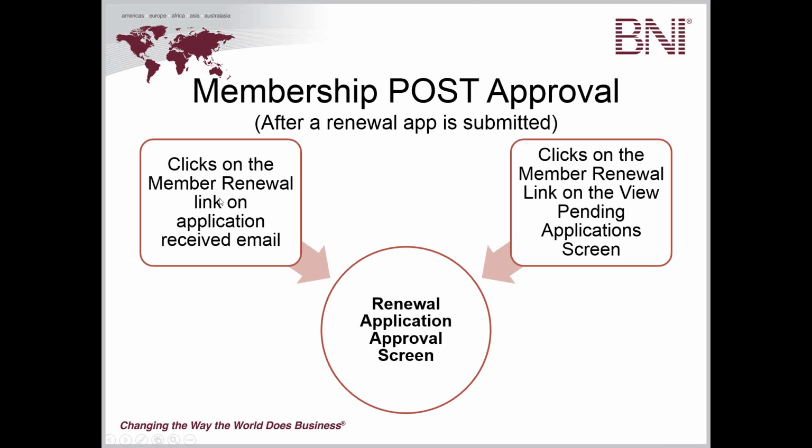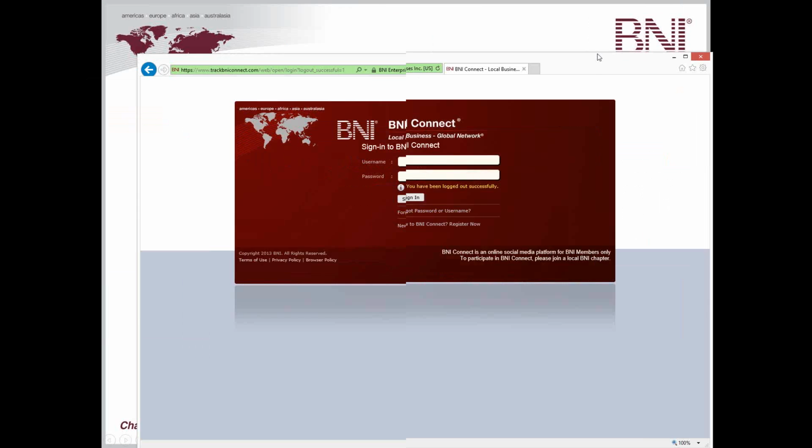The first way is on the renewal link in the application received. So when an application is input into BNI Connect, so the renewal application is input online, the membership committee, the leadership team, and the director consultants will be sent an email saying, somebody has just renewed, please go in and review this. The second way is through the pending applications screen. So let's take a look at this.